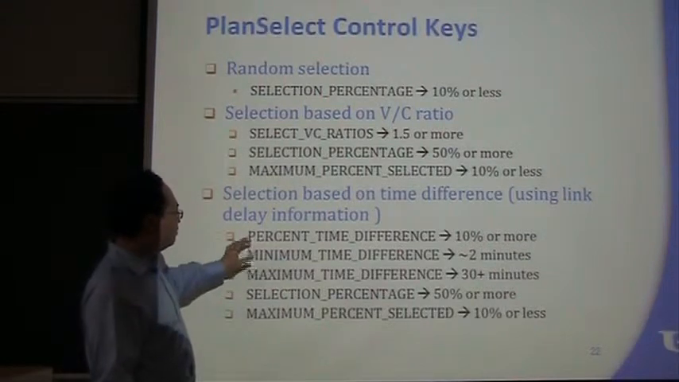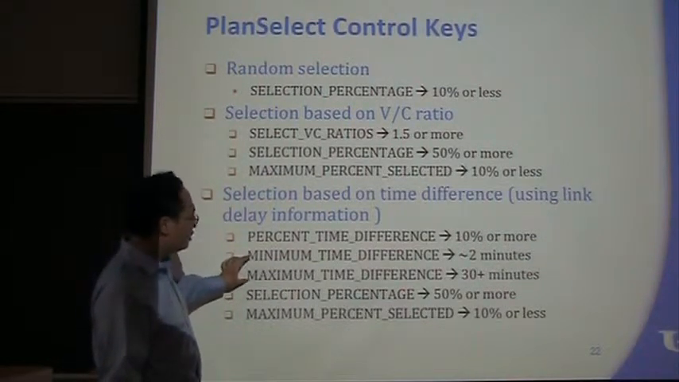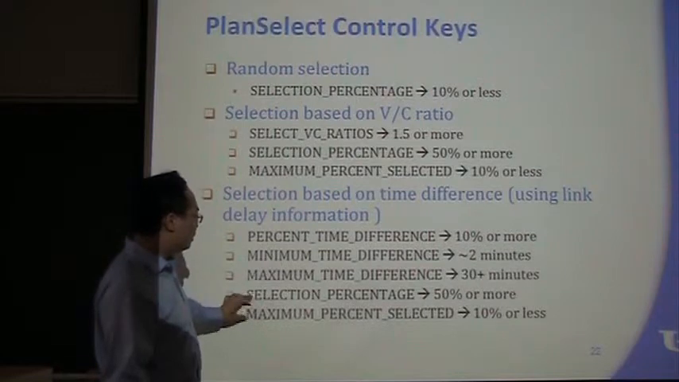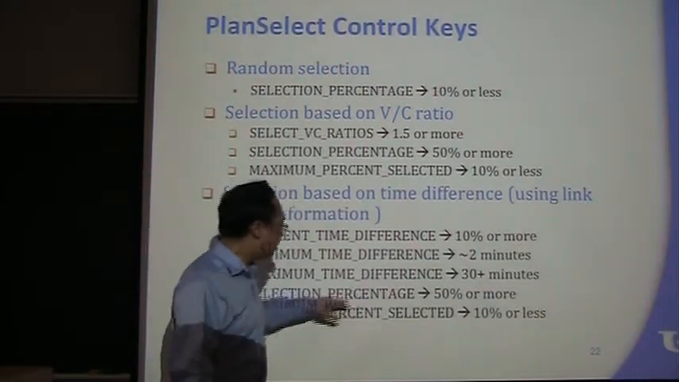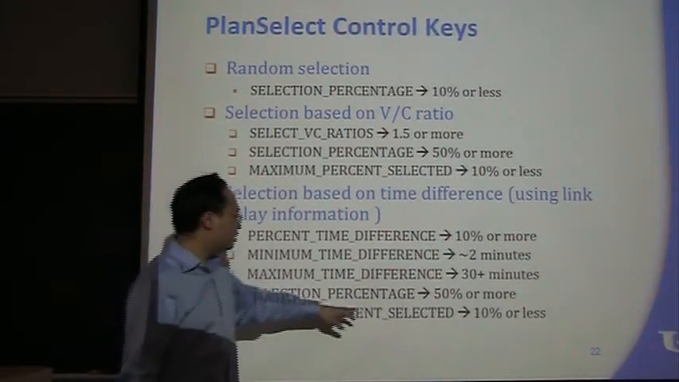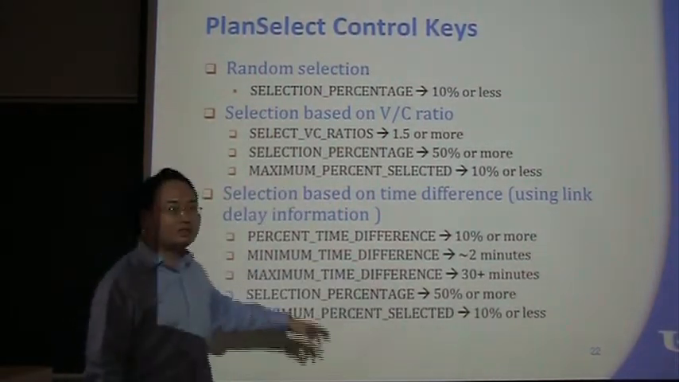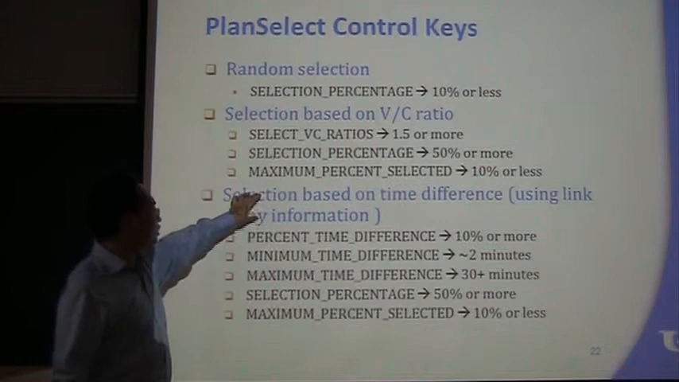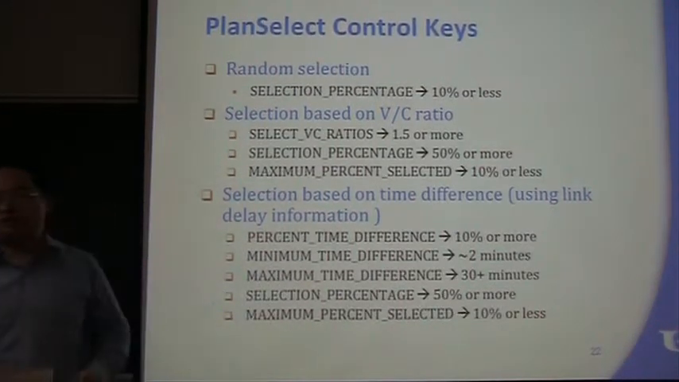Then we can define a minimum time difference and maximum time difference in minutes, and we can select how many percent of them, and we can specify the maximum percent selected. So this option needs 5 keys to be defined.